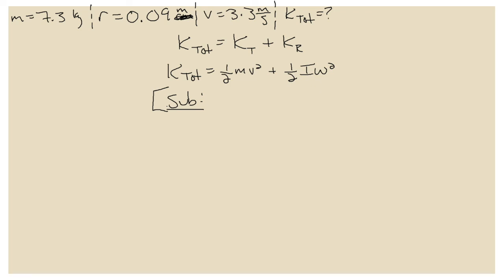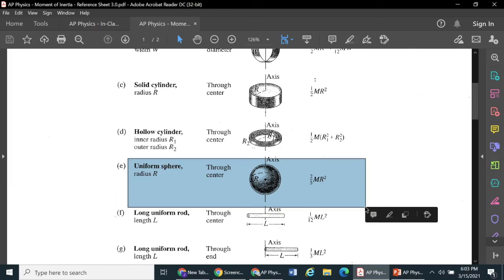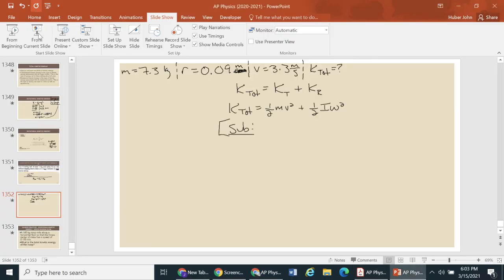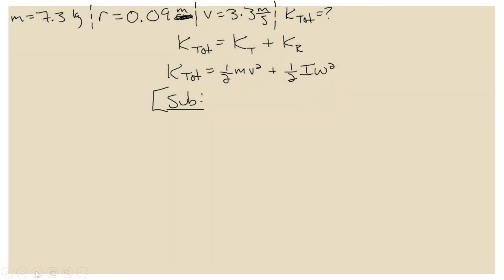If you look on the rotational inertia reference sheet, you will see the rotational inertia of a sphere, which a bowling ball basically is, is 2/5 mr squared. And so we're going to want to substitute 2/5 mr squared for I. So we're saying I here is 2/5 mr squared.